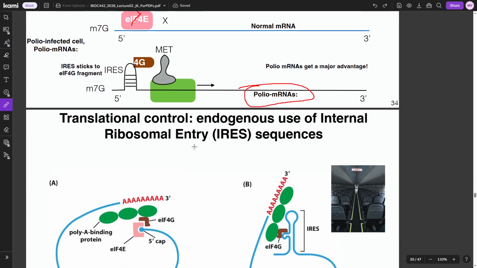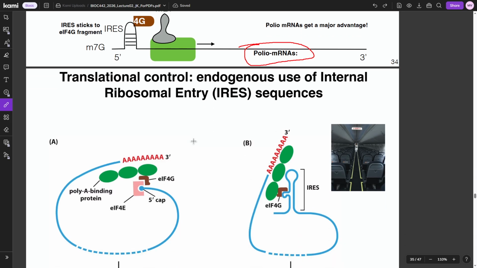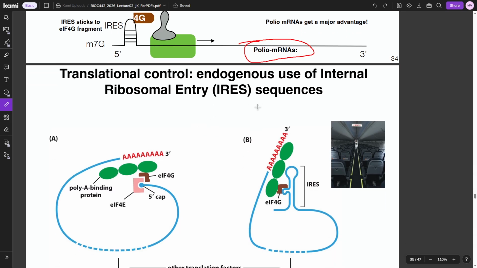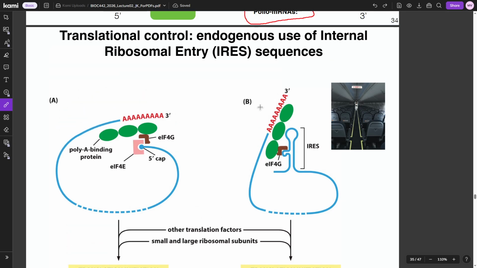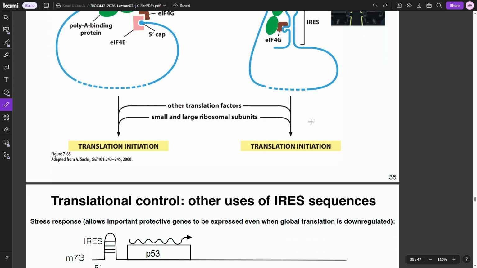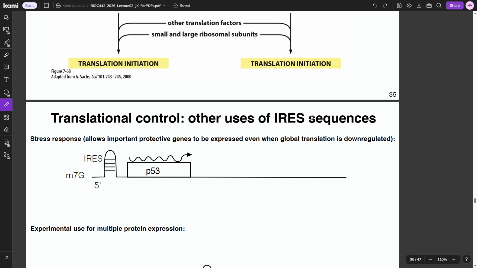So, translational control: endogenous use of internal ribosome entry sequences. There's really not much to say about this. Cells sometimes use their own internal ribosomal entry sequences, but I don't think this is something that's too crazy. Something to keep in mind for sure, but I don't think it's that crazy.